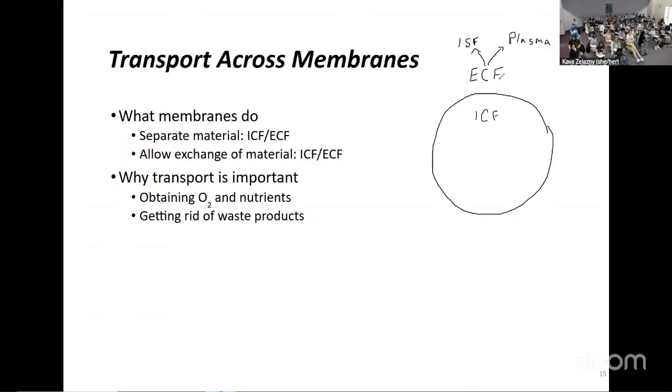particularly inside the cells, but also outside the cells. Right, so we're going to be able to trade stuff between our extracellular fluid. We might draw something in, or we might take something from our intracellular fluid and expel it out. Right, both of these are possible. We can move stuff across the membranes.